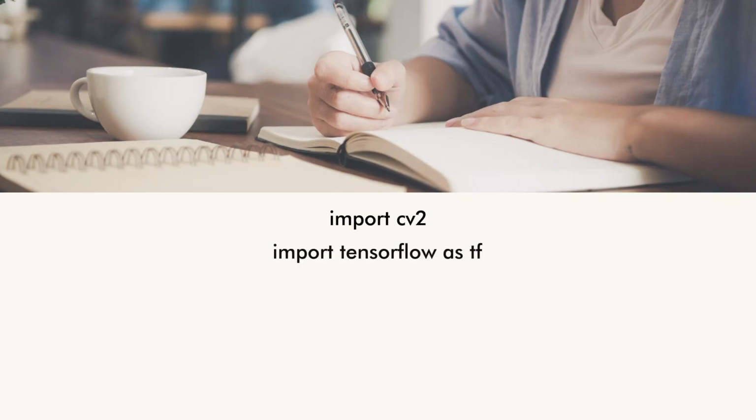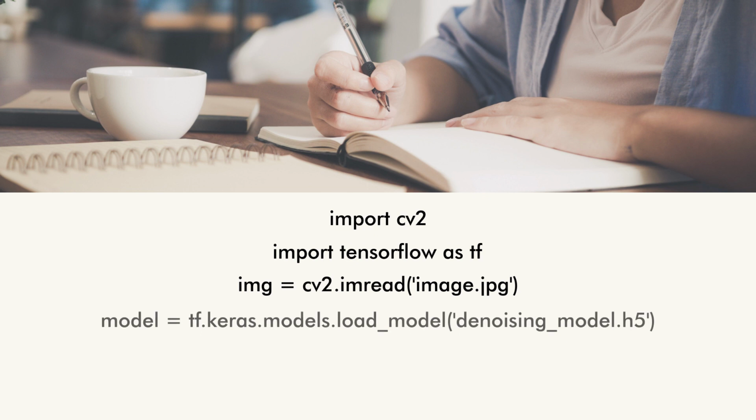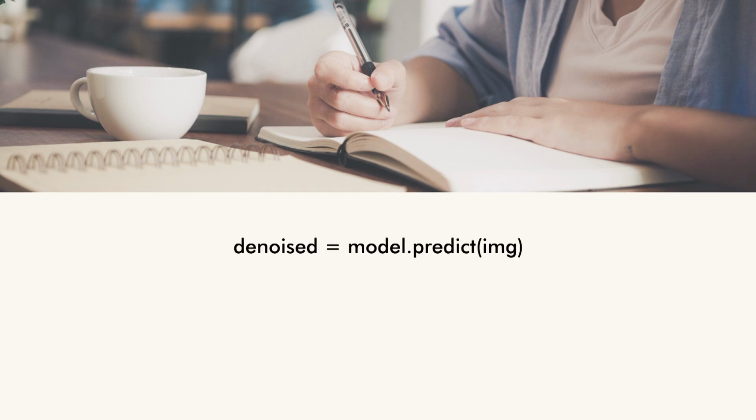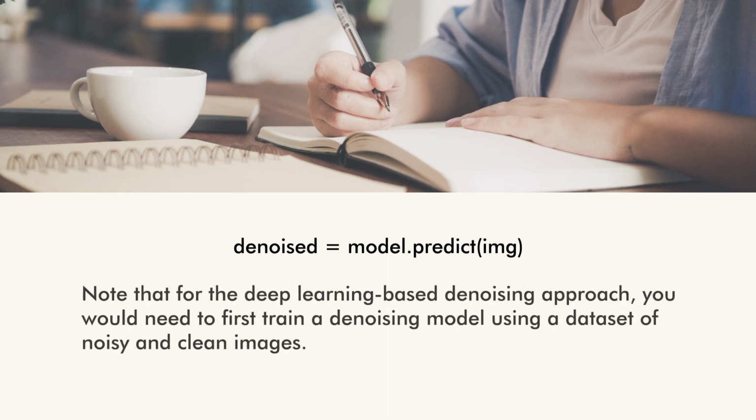So, by this example, we can learn that we have to import the libraries. Again, here we are importing TensorFlow as tf. Then we have to read the image with imread. Then we have to perform the denoising functions which are mentioned here. And one important point that we have to note is that for the deep learning based denoising approach, you would need to first train a denoising model using a dataset of noisy and clean images.